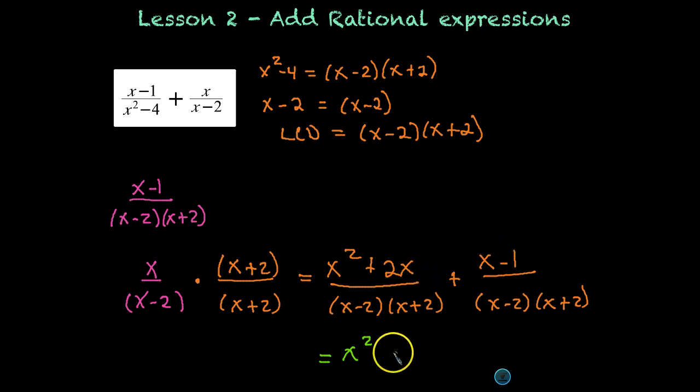2x plus x is 3x plus 1 all over our lowest common denominator of x minus 2, x plus 2. And we can write it like this, or we can write it as x squared minus 4. Great, that's another problem. Let's go ahead and work through another example.